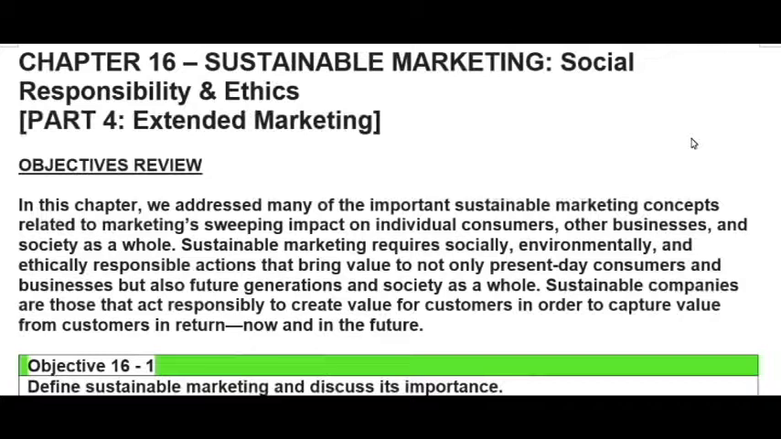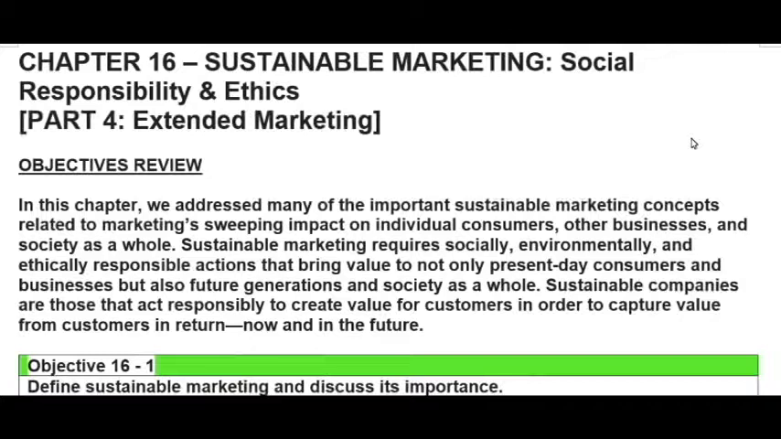Chapter 16. Sustainable Marketing, Social Responsibility and Ethics. This is part 4 of the textbook, Extended Marketing. Objectives Review. In this chapter, we addressed many of the important sustainable marketing concepts related to marketing's sweeping impact on individual consumers, other businesses, and society as a whole.